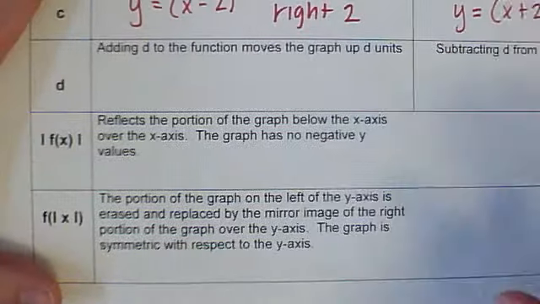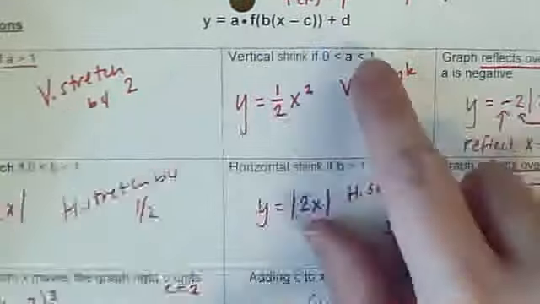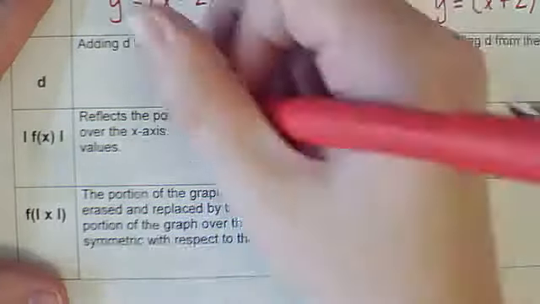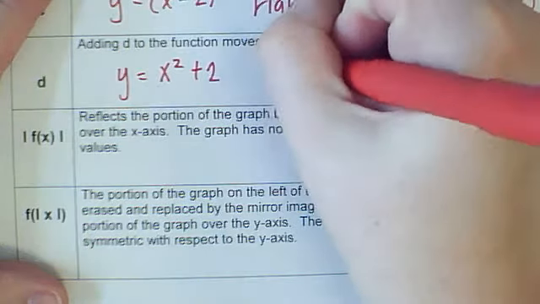The d is on the outside. So if we look back up here, it's on the very outside of everything. It's being added. So if I add d to the function, it's going to move up d units. So I have y equals x squared plus 2. That's going to shift everything up 2.